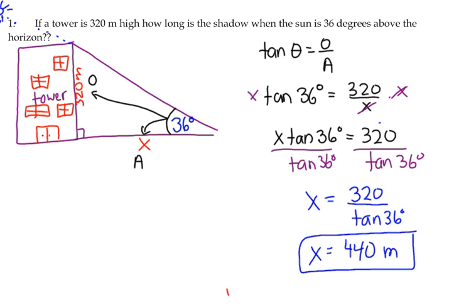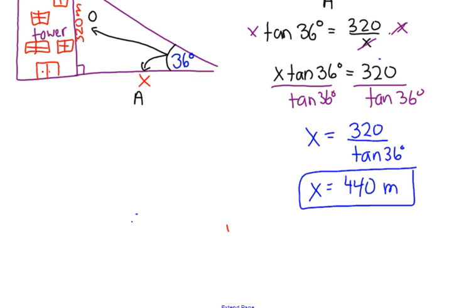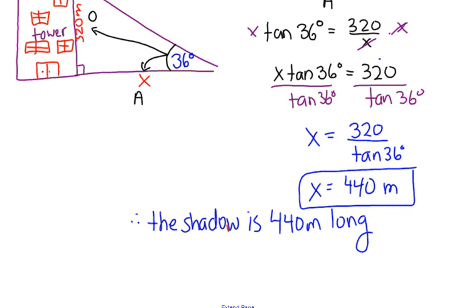We need one more thing. It's a word problem, so we need to answer in words: the shadow is 440 meters long. If it's a word problem, you need a sentence. A short sentence is fine.